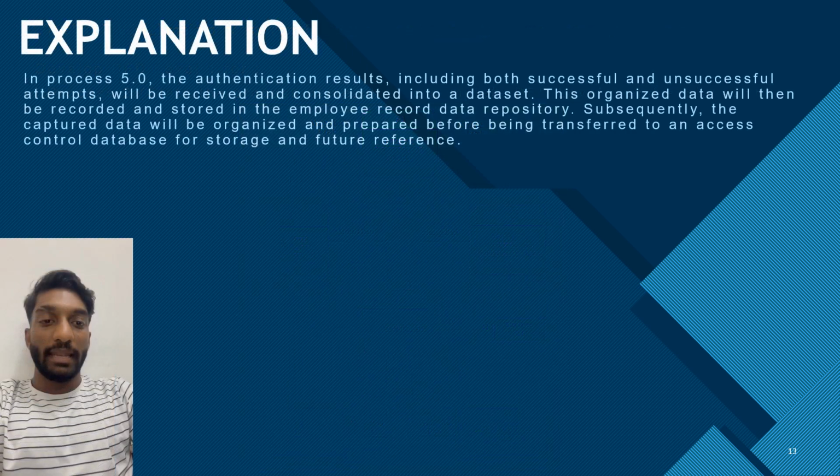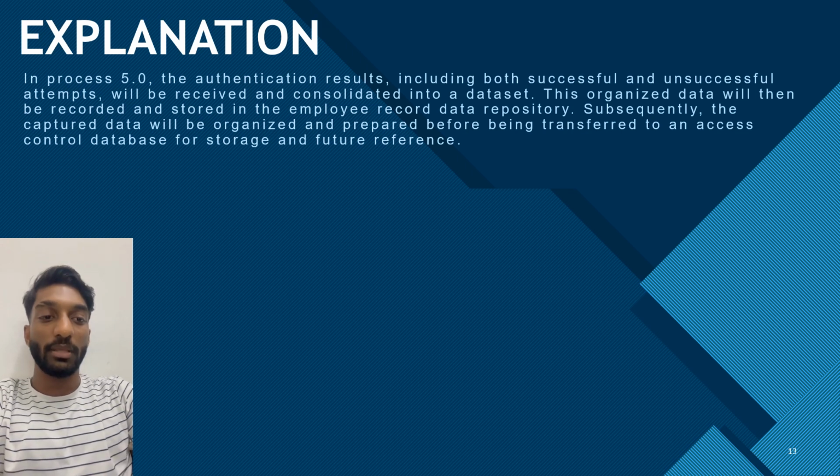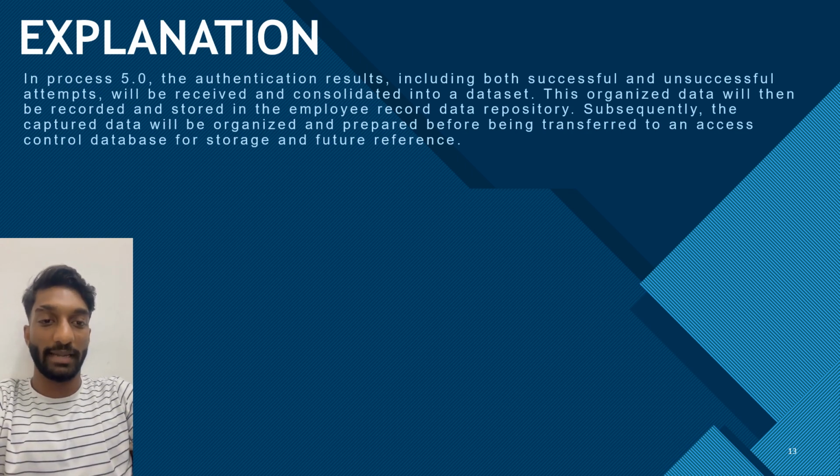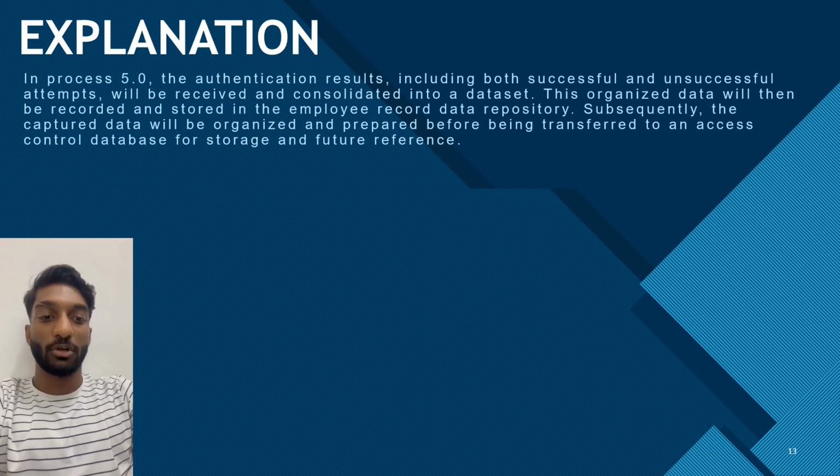And in process 5.0, the authentication results, including both successful and unsuccessful attempts, will be received and consolidated in a data set. The organized data will then be recorded and stored in an employee record data repository. Subsequently, the captured data will be organized and prepared before being transferred to an access control database for storage and future reference. Next, we'll continue with Rishi.